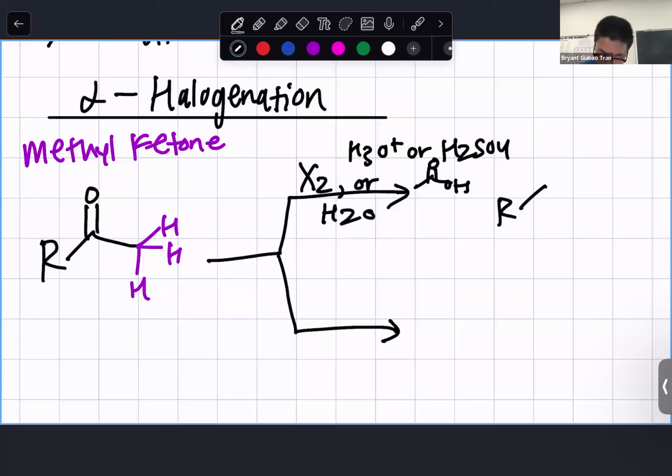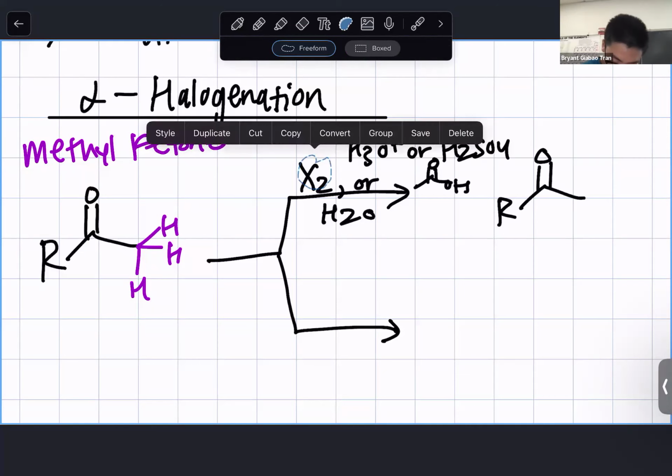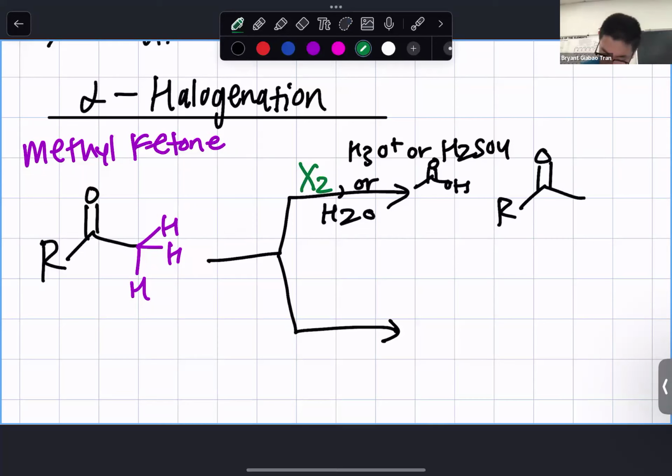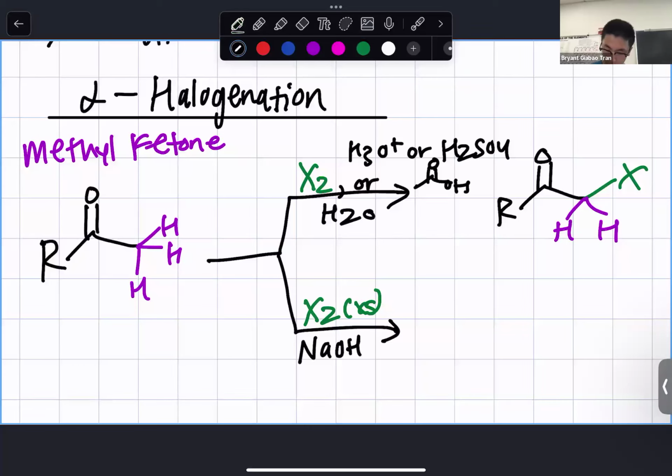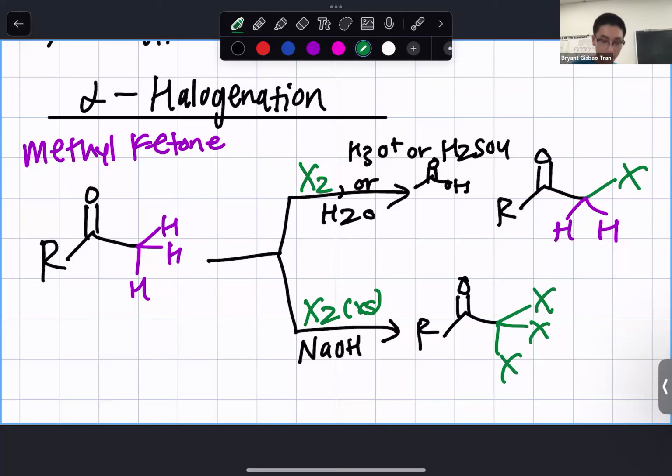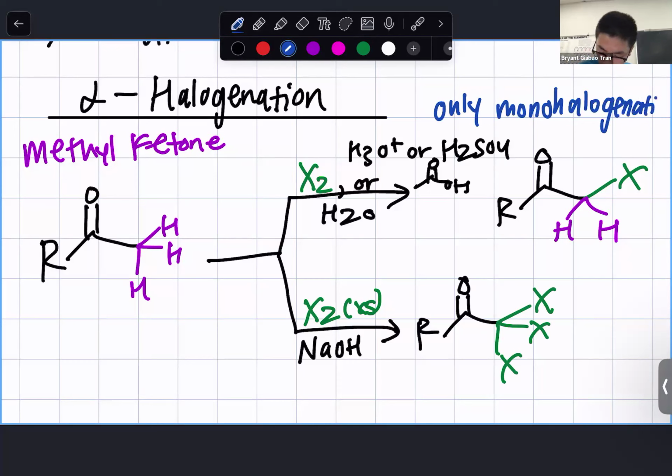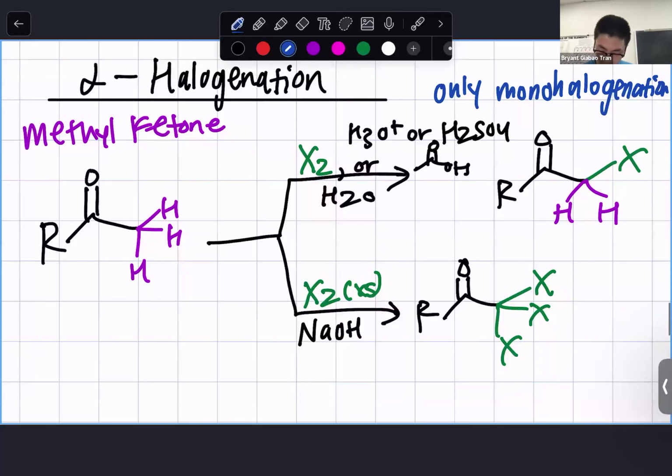This reaction here only does mono-halogenation, where let's say I'm going to label the X as green. We're only going to add 1 X to that alpha carbon there, substituting only 1 alpha hydrogen. There's still going to be 2 alpha hydrogens on that carbon right there. If we were to do this in basic conditions, like excess X2 and let's say NaOH, this is going to substitute all of the alpha hydrogens into halogens like that. Right? So acidic conditions, only mono-halogenation, where we only add 1 halogen to the alpha carbon. Right? In basic conditions, this is poly-alpha-halogenation, where we add multiple halogens onto the alpha carbon.